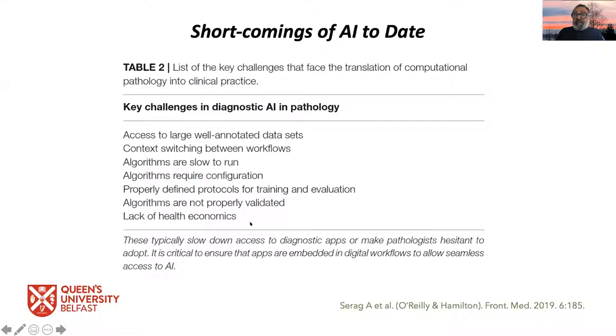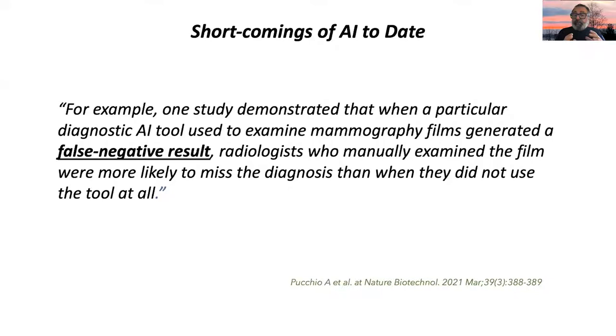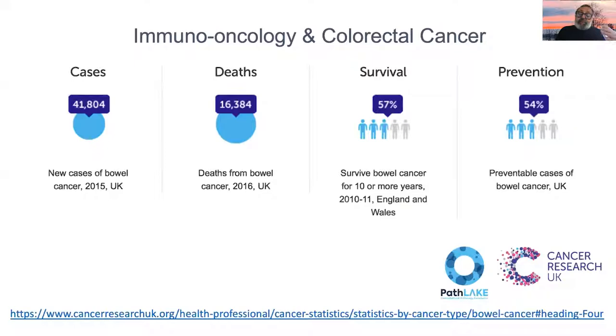And the problem that we have, therefore, is that we have wonderful papers that are generating wonderful results with, for instance, 90% accuracy, which is very good for a research paper, but for a diagnostic application, 10% discordance obviously means that the tool is not applicable today. And this is one of the problems that we have. We decided to start overcoming some of these problems, working with colorectal cancer, as you will see, with Cancer Research UK and now with PathLAKE.